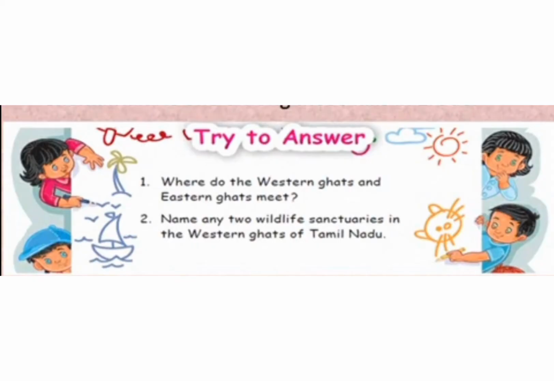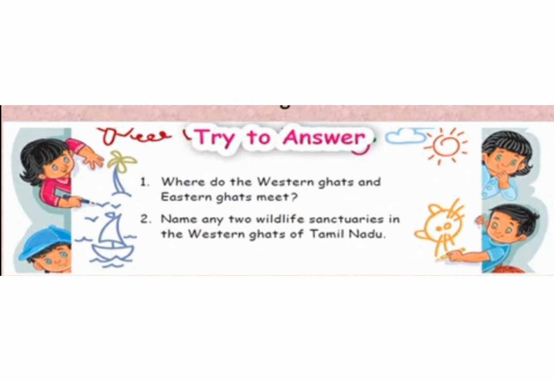Try to answer, children. Where do the western Ghats and eastern Ghats meet? The western Ghats and eastern Ghats meet at Nilagiri Hills. Name any two wildlife sanctuaries in the western Ghats of Tamil Nadu. Mudumalai Wildlife Sanctuary and Indira Gandhi Wildlife Sanctuary.